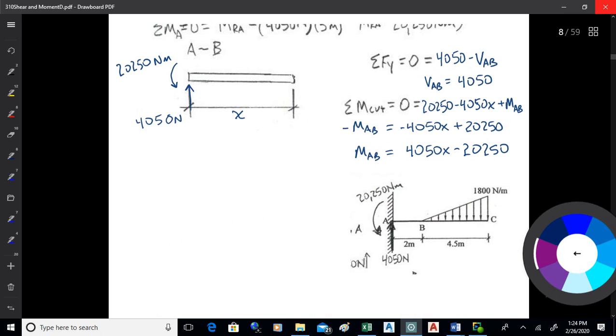So I've got 0 is 20,250 minus 4,050x plus MAB. I bring the MAB to the other side of the equation. When I do that, it becomes negative. Then I'll multiply through by -1, and I'll get MAB is 4,050x minus 20,250.